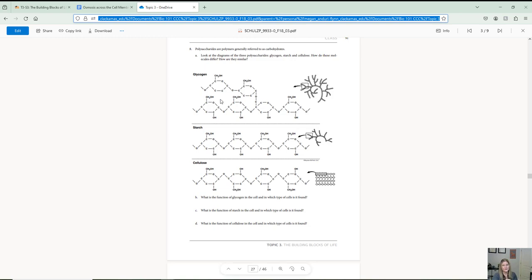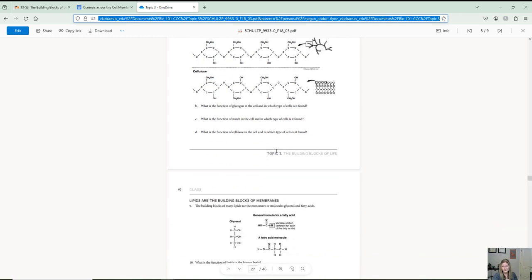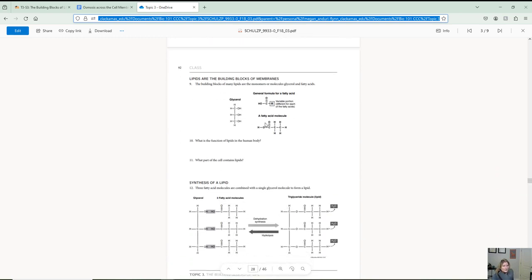We have glycogen, that's found in our animal cells, particularly our animal muscle cells. It's a polysaccharide found there. And then the other two are found in plants. So we have starch. That's a storage molecule in our plants for energy. And then cellulose is a polysaccharide that makes up the plant cell walls. So based on that, you're going to answer the questions.